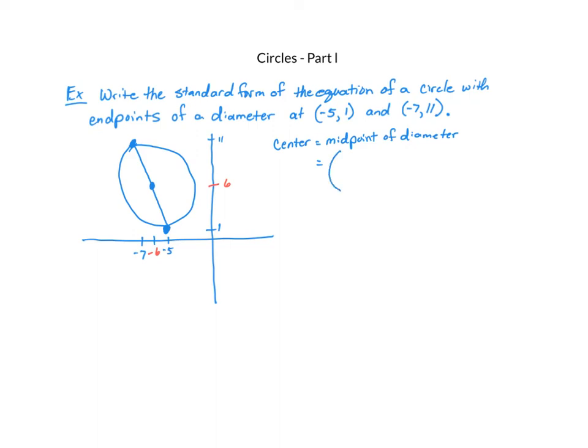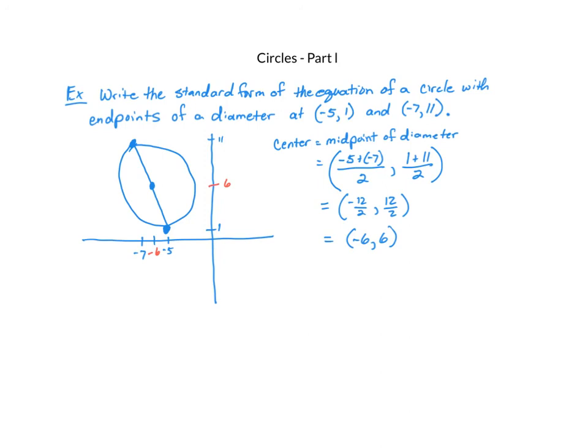Remember, it's the average of the x-coordinates, so -5 plus -7 divided by 2, and the average of the y-coordinates, 1 plus 11 divided by 2. So we would get -12 over 2 and +12 over 2, which gives us the point -6, +6. So we have our center of the circle. What we don't have is the radius.